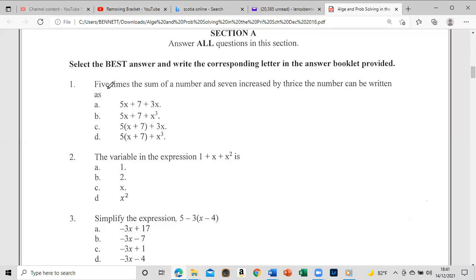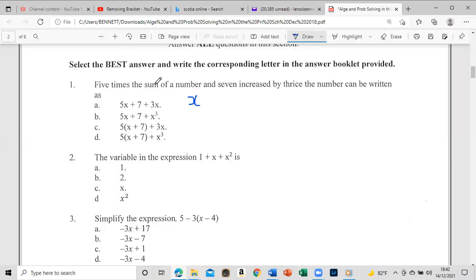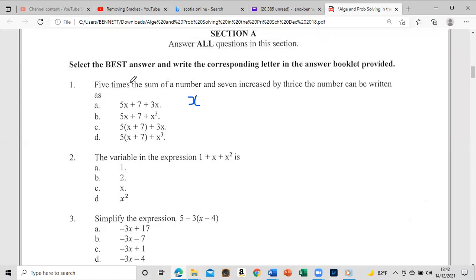So wait, you know, it's 5 times the sum of a number. So I could call the number x. That's the first thing, right? 5 times, and then it's 5 times the sum of a number. But it's a sum, that means you add something. You add x. And it's a 7 increase, so plus 7. Let me just say increased by 7.